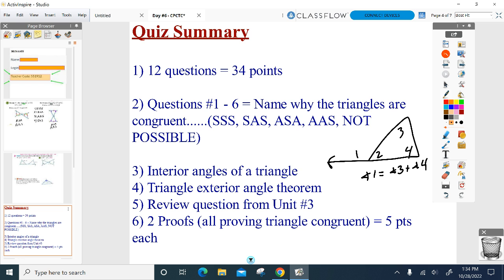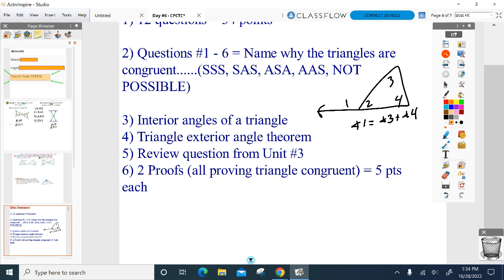Now, not to make you panic, but there's a review question from Unit 3. I'm talking about parallel lines. You have to use them to find maybe some interior or exterior angles of a triangle. We've done proofs with those, so corresponding angles might be part of it, or alternate interior. That's what I mean by a review question. So I don't need you to go digging into Unit 3 and studying that up.